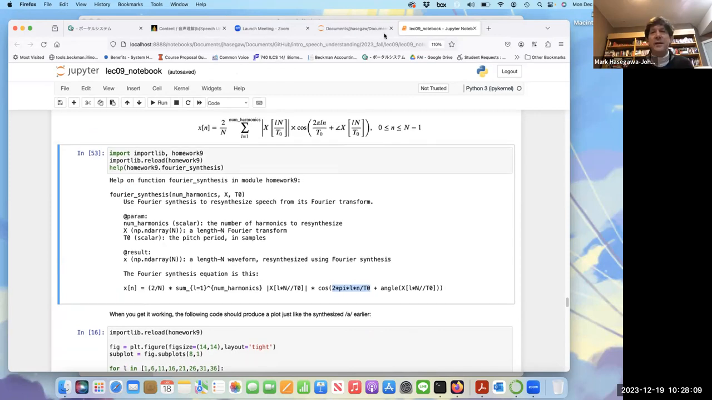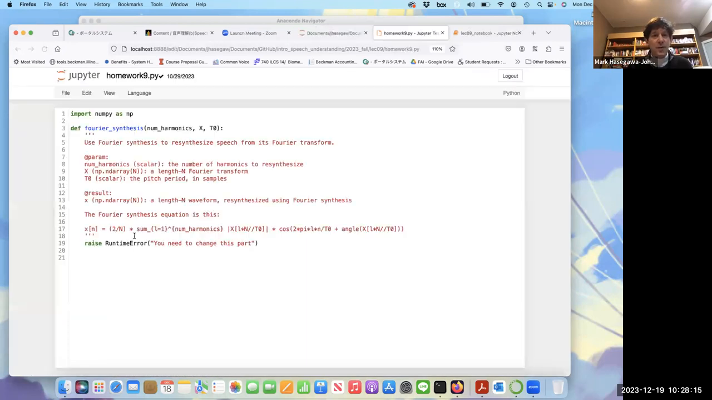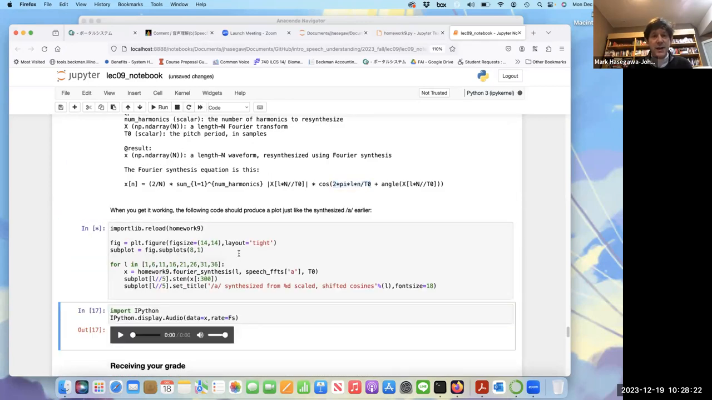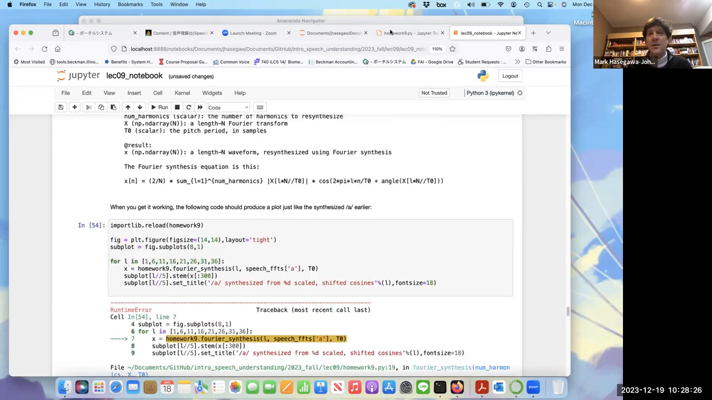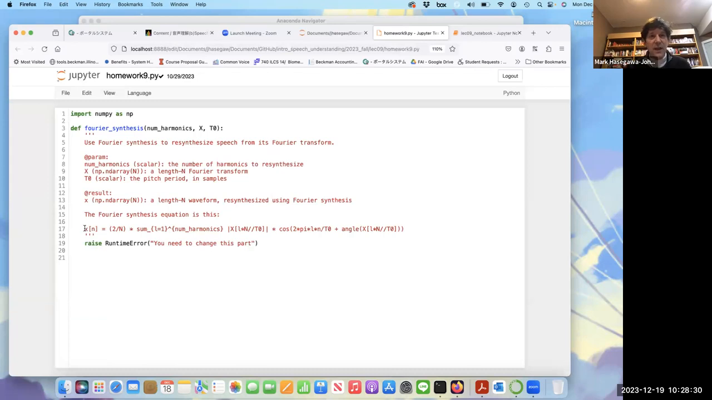And so let me open up the homework. The homework looks like this. If we run it as it is, we get a runtime error saying you need to change this part. So let's go in and basically I want to take this formula and turn it into Python code. So let me comment this out, and instead I'll put in this formula.